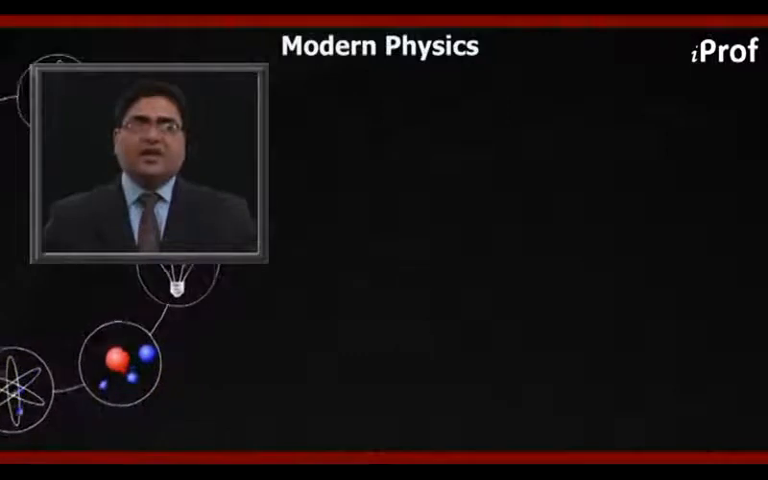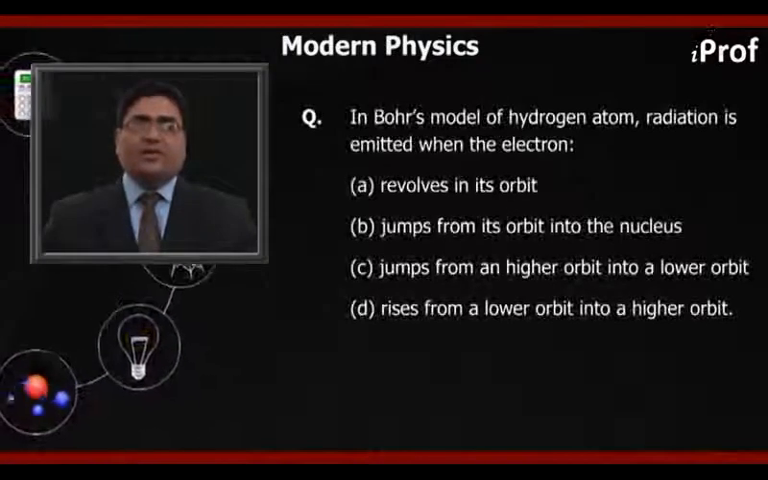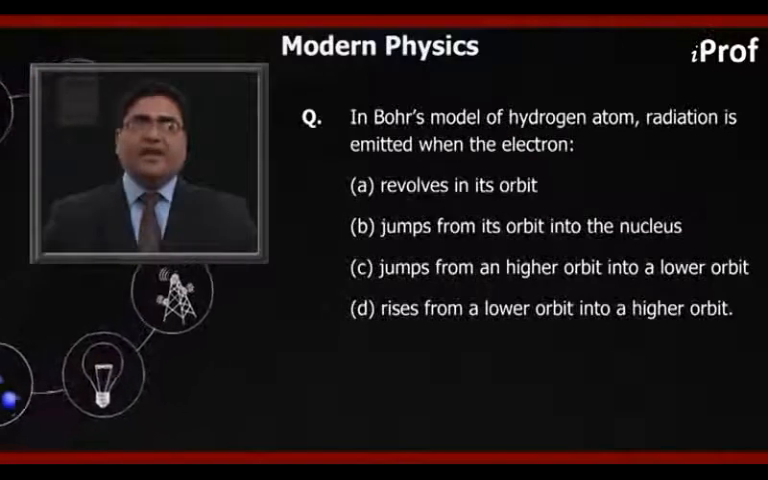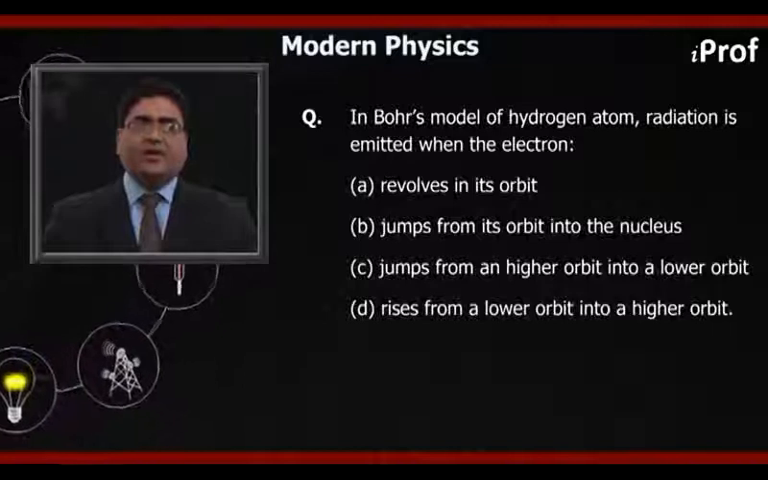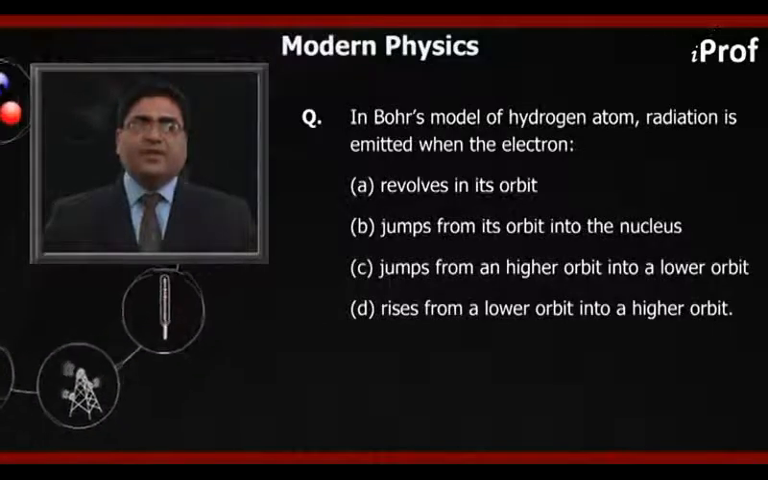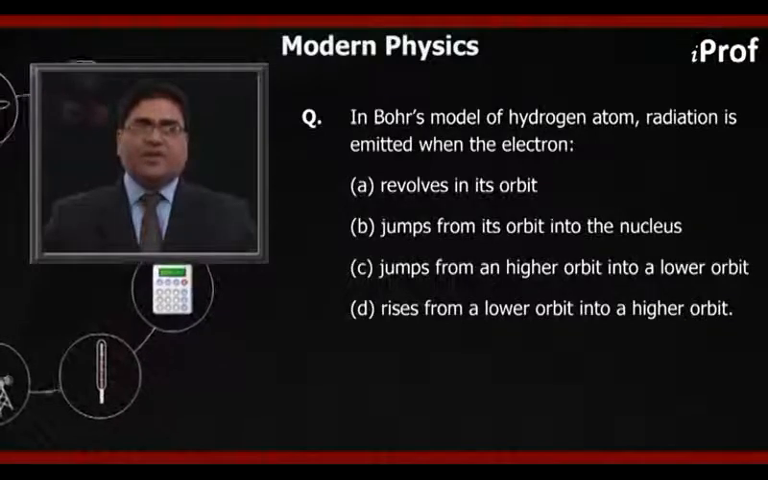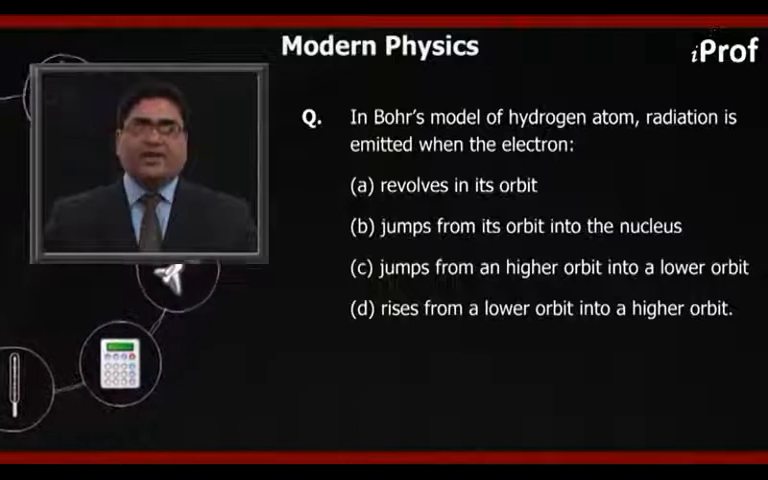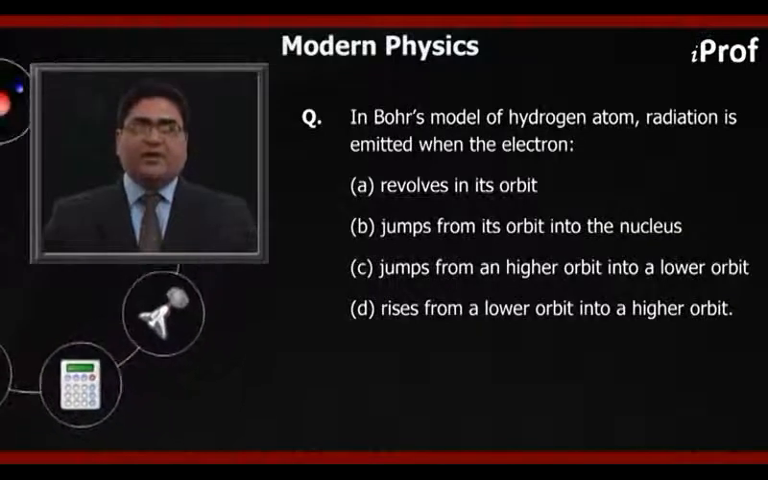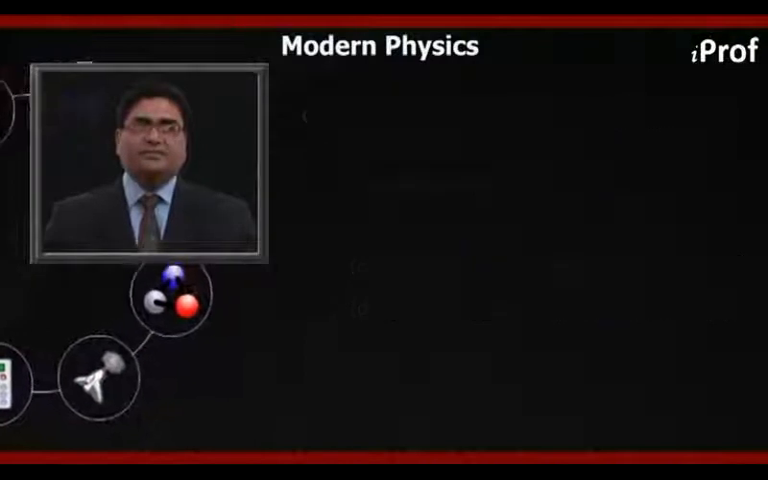Let's see another illustration. In Bohr's model of hydrogen atom, radiation is emitted when the electron, there are 4 options. A, revolves in its orbit. B, jumps from its orbit into the nucleus. C, jumps from a higher orbit into a lower orbit. D, rises from a lower orbit into a higher orbit. The correct option is C.